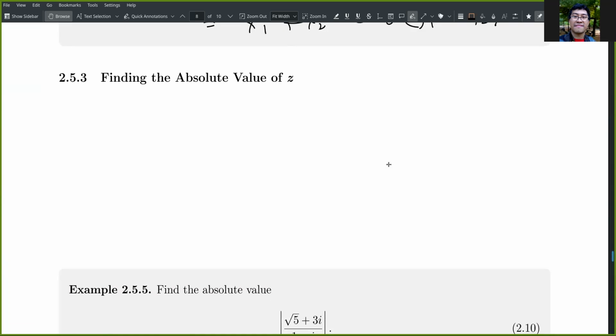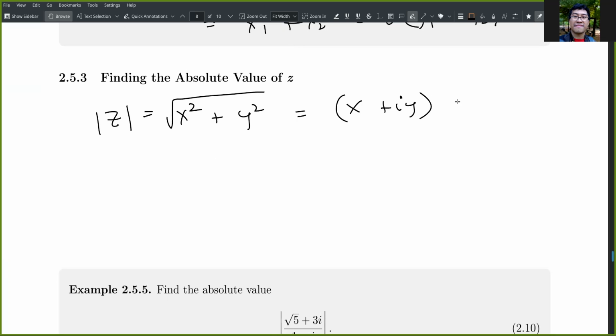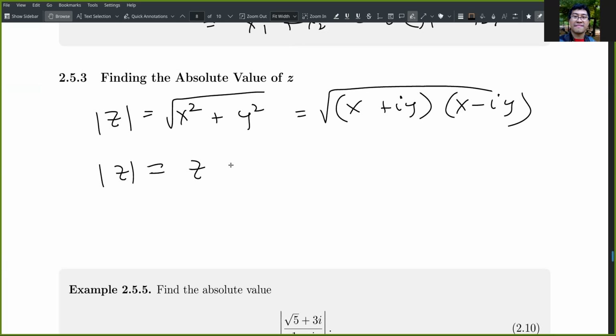Now let's try to find the absolute value of z. If we have the absolute value of z, we know this as x squared plus y squared, then you take the square root. Take note that this is equivalent to x plus iy times x minus iy, which means that we can write the absolute value of z as z times z star, and then you take the square root.